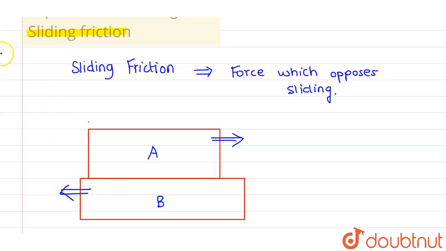In this situation, frictional force will arise and will try to oppose the sliding. Therefore the frictional force will try to stop block A from moving to the right-hand side, so the frictional force on A will act on the left-hand side. Similarly, since block B is moving to the left-hand side, the frictional force between A and B will try to stop it, so this sliding friction will act on the right-hand side on block B.